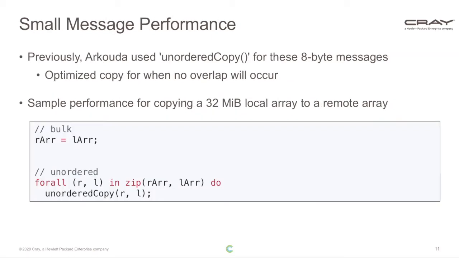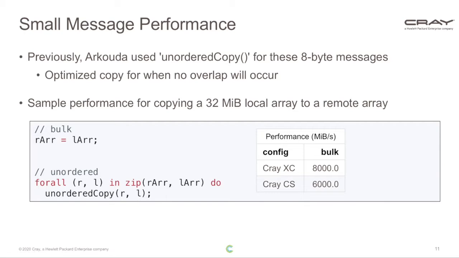And so for these 8-byte messages, previously Arkouda was using this unordered copy for them. And unordered copy is just a copy that's optimized for when you know that no overlap is going to occur. So to take a look at the performance of this, we're going to look at a simplified example. So instead of looking at sort, we're going to look at the performance of just transferring a 32 megabyte local array to a remote array. And we're going to look at 2 mechanisms for doing that. So here we have our bulk communication, where we're doing remote array equals local array, where you want this to turn into a single network put. And we have our unordered operations like Arkouda uses. So here we have our forall RL in zip remote array local array, do your unordered copy, RL.